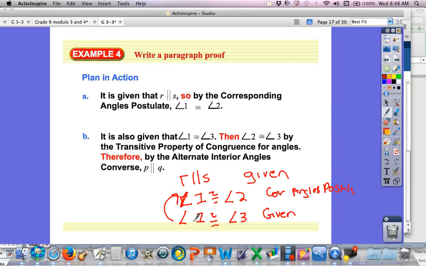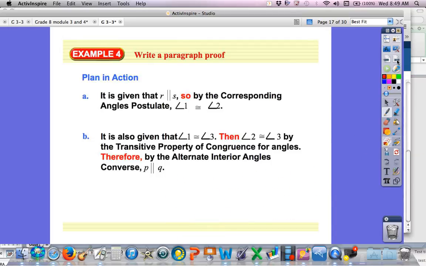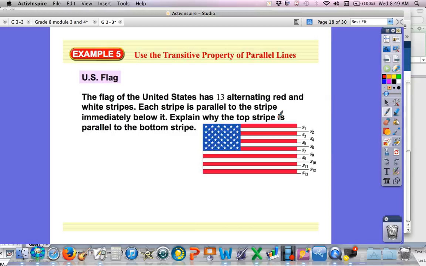So if 1 is congruent to 2 and 1 is congruent to 3, then angle 2 is congruent to angle 3 by the transitive property of congruence. And if angle 2 is congruent to angle 3, then P is parallel to Q from the alternate interior angle converse. So when they write a paragraph proof, they're just putting all of this together in a paragraph. I find it's easier that if you're going to give statements and reasons, that you do it in a 2-column proof.